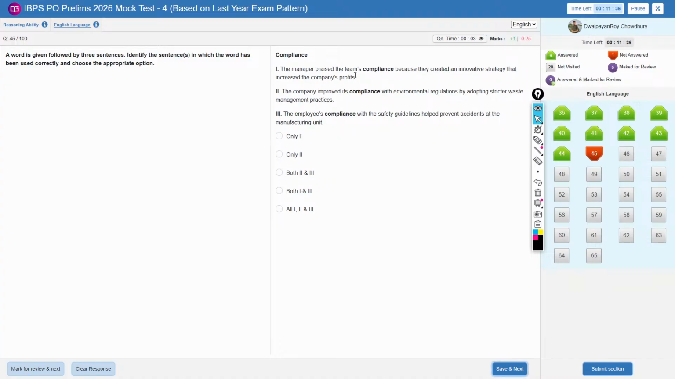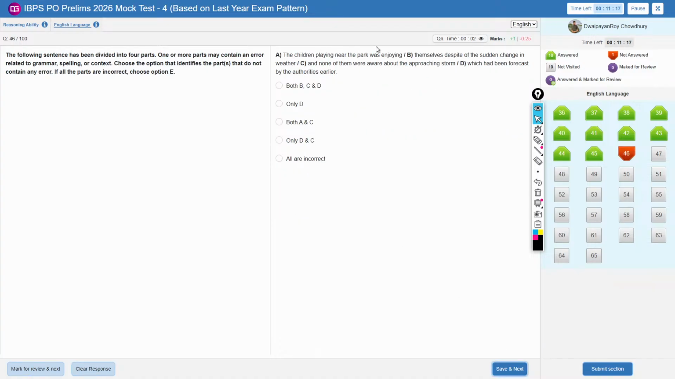Compliance. The manager praised the team's compliance because they created an environment for innovative strategy. The company improved its compliance with environmental regulations. The employees' compliance with safety. So 2 and 3.